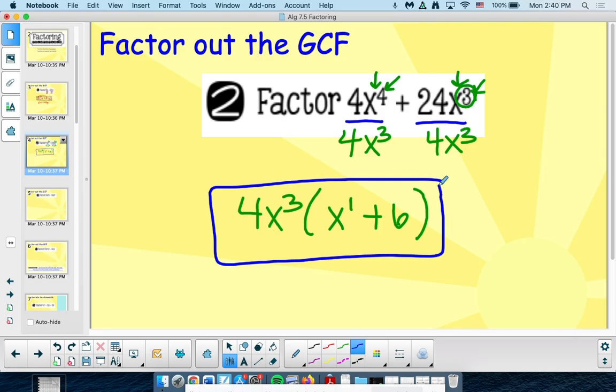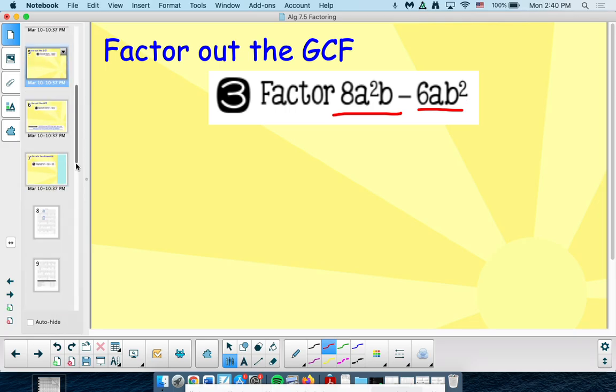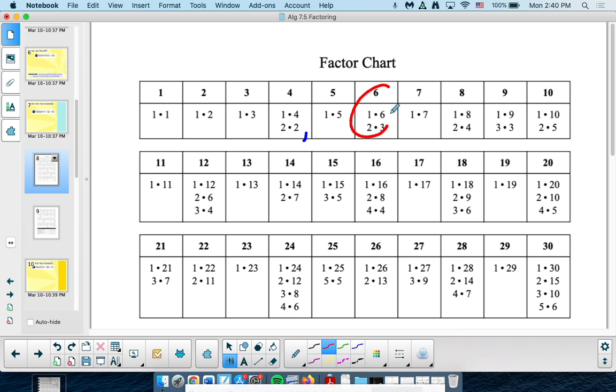Perfect. Okay, let's try another one. Again, you're taking out the biggest number and the most variables you can take from both. So again, you're looking at 8 and 6. If you're not sure, go to that factor chart. Check out the 8 and 6 column. What numbers are in both? Here's my 6's. There's my 8's. The biggest number that they have in common would be 2. So we can pull a 2 out of both of them.